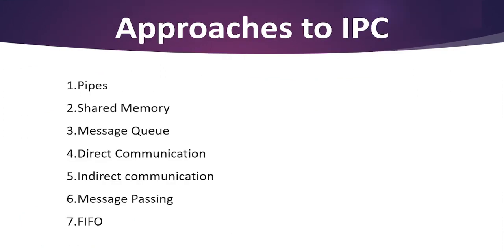Now let's just start with the introduction of approaches to IPC. What we have discussed earlier is that IPC is a type of mechanism usually provided by the operating system, and its main goal is to provide communication between several processes in the operating system that are demanding a common resource, let's say CPU. We have discussed everything with real life examples. Now let's come back to the topic, that is approaches to IPC.